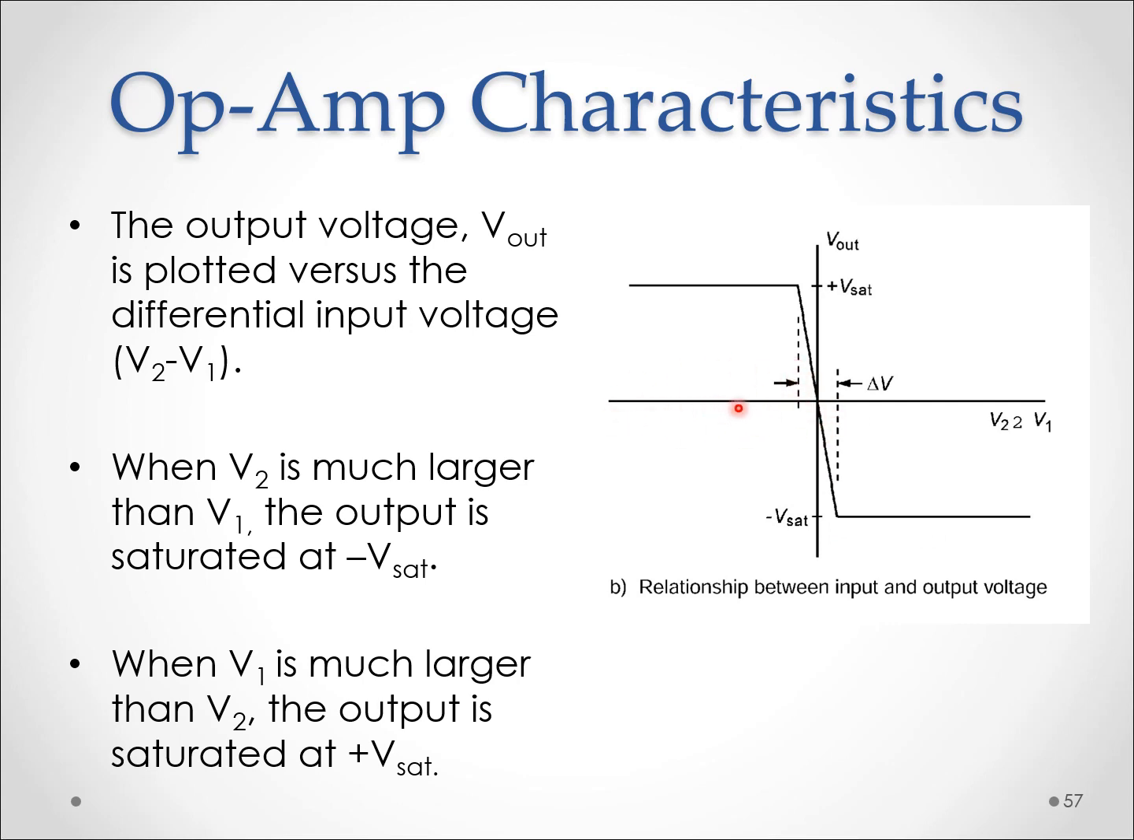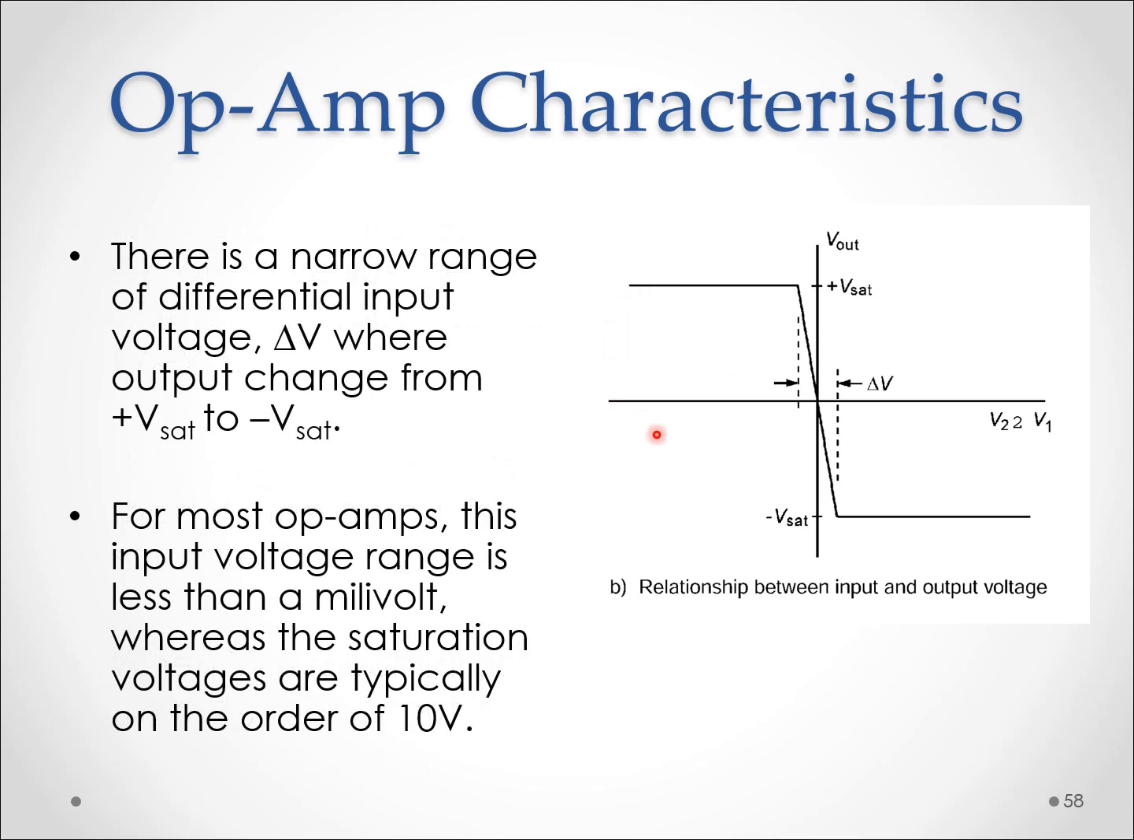In between, there is a narrow range of differential input voltage delta V, where the output changes from positive V sat to the negative V sat. For most op-amps, this input voltage range is less than a millivolt, whereas the saturation voltages are typically on the order of 10 volts.